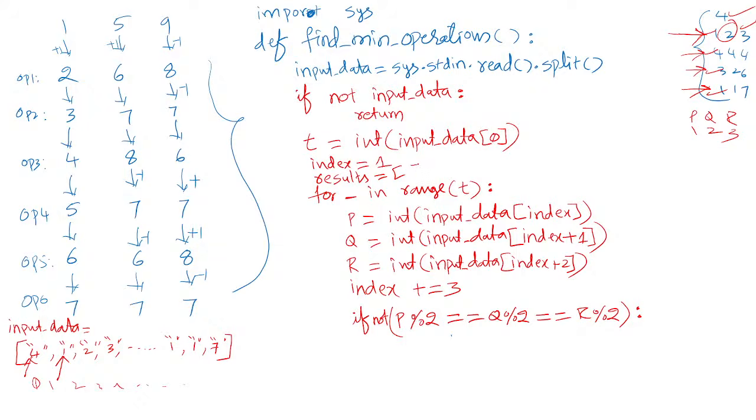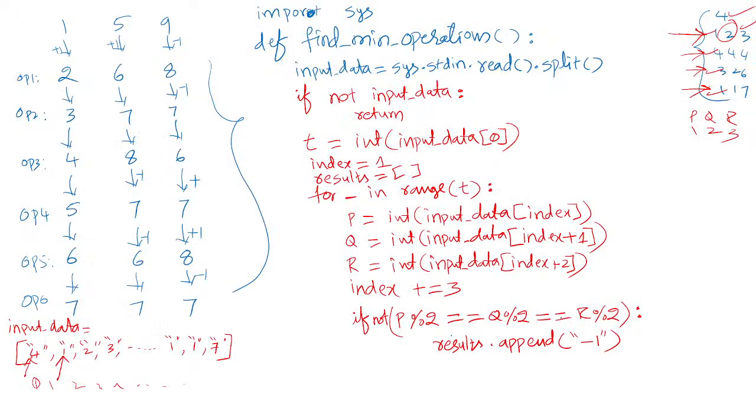Initially we define an empty list here. Then we append -1 to this results. Once they are not satisfying the parity, you can just say results dot append, then -1. You add -1 as a string. So this is the parity check.